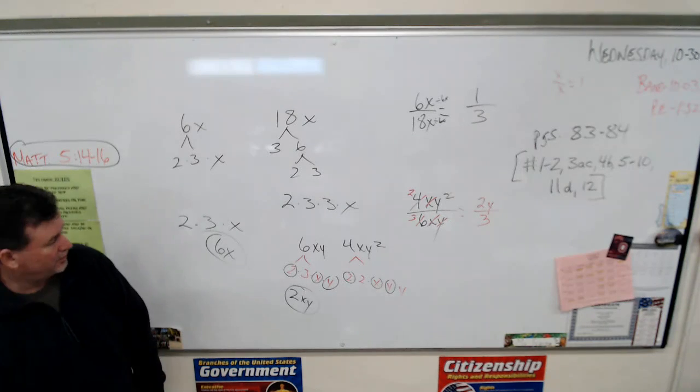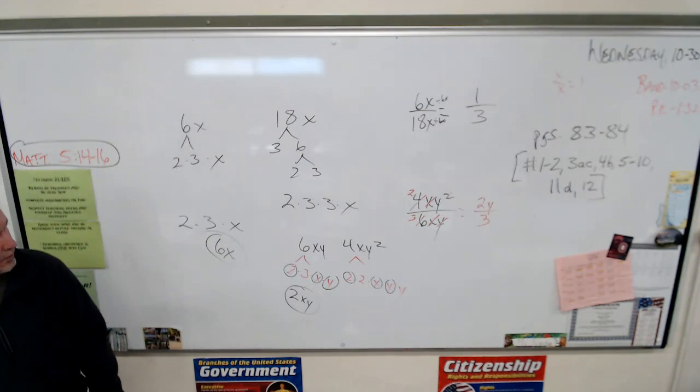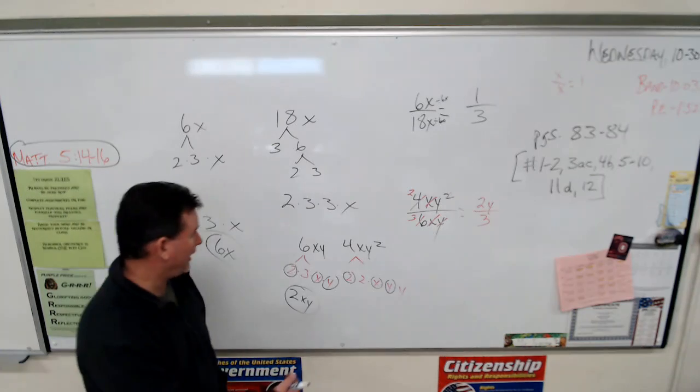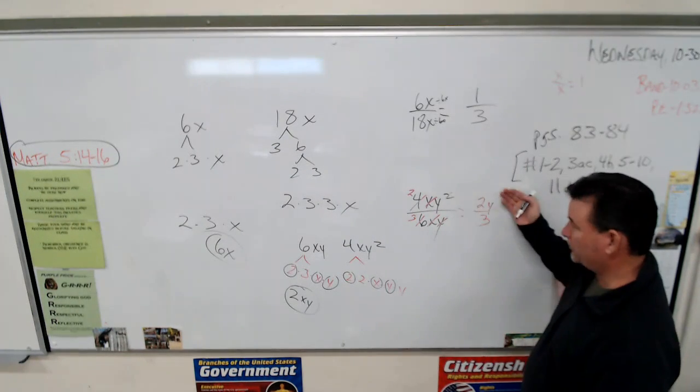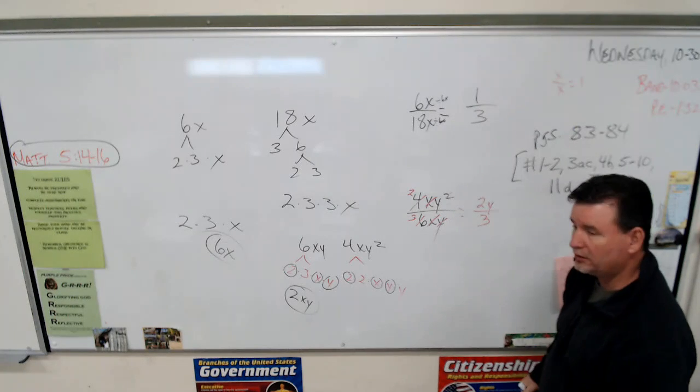What does that have to do with the 2 and 3? If I divided both of these by 2xy, that's what I would get, 2y and 3.